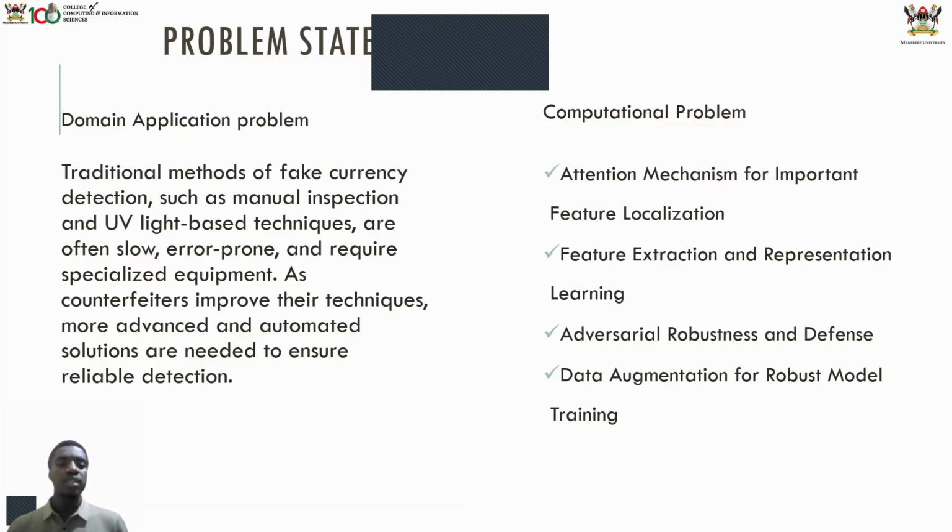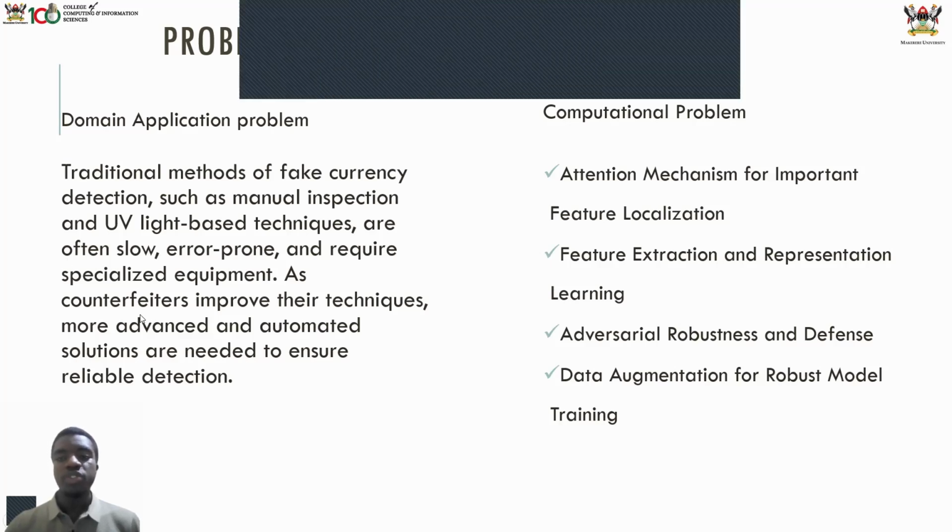Then the problem statement, beginning with a domain-specific application problem. We know that traditional methods of fake currency detection, such as money infection and UV light, are prone to counterfeiting. And as a requirement, we need to come up with a deep learning project that can help us cap down these sophisticated counterfeiting techniques that have been brought about by people with very well organized and clear instruments that can print out these real notes.